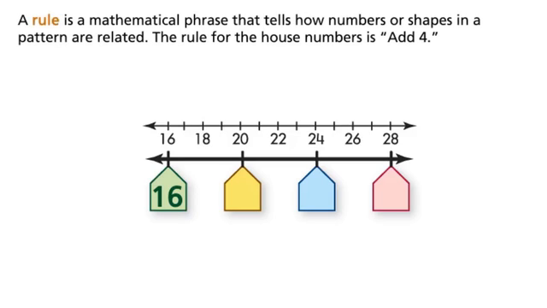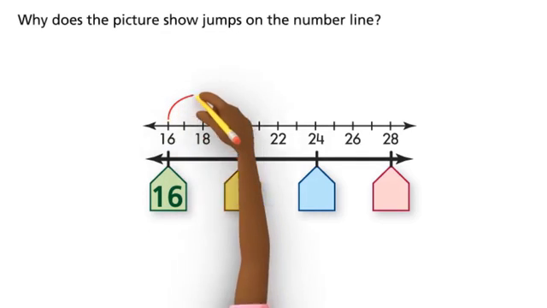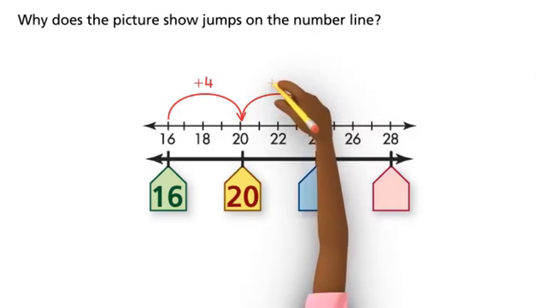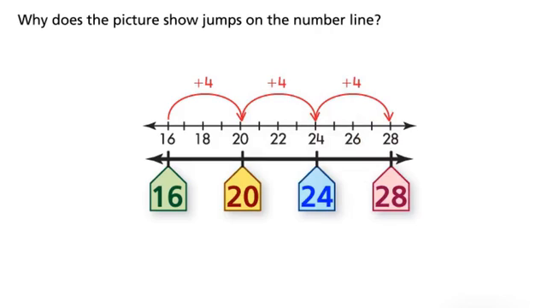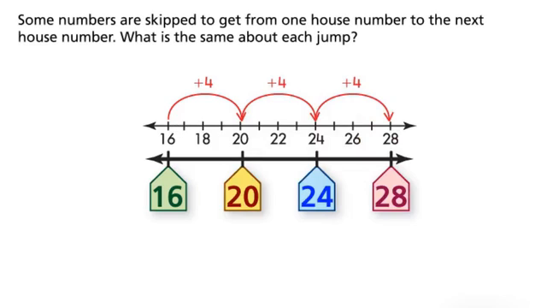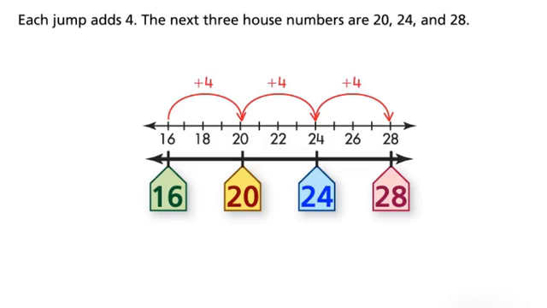A rule is a mathematical phrase that tells how numbers or shapes in a pattern are related. The rule for the house numbers is add 4. Why does the picture show jumps on the number line? Some numbers are skipped to get from one house number to the next house number. What is the same about each jump? Each jump adds 4. The next 3 house numbers are 20, 24, and 28.